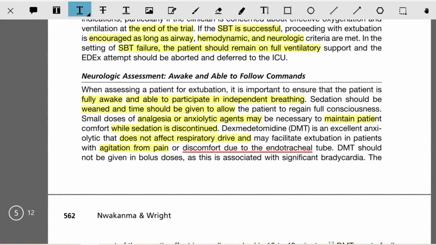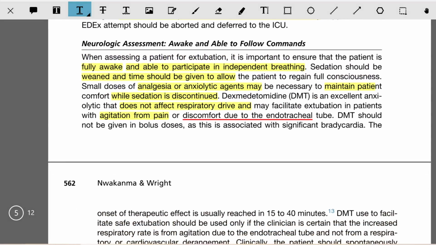Greetings out there. In this video, we shall discuss the neurological assessment and also the cardiovascular assessment in a patient with ED extubation. So, when assessing a patient for extubation, it is important to ensure that the patient is fully awake and able to participate in independent breathing.